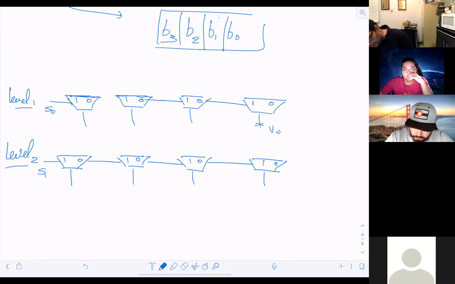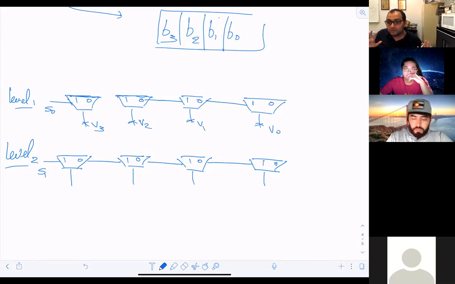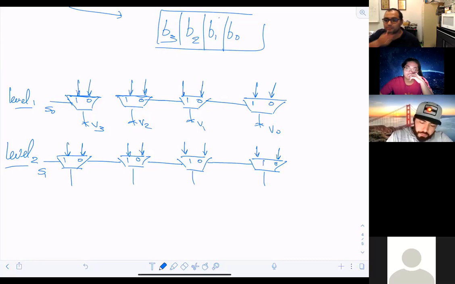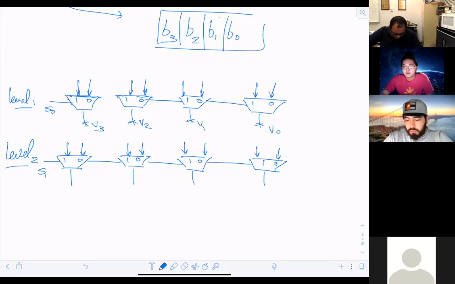Call this V0, V1, V2, V3. Those are the output of the first level. I have no idea what will be here. I have no idea what will be there. So far so good. So let's see. Let's imagine what we have here and there. Let's look at it really carefully.